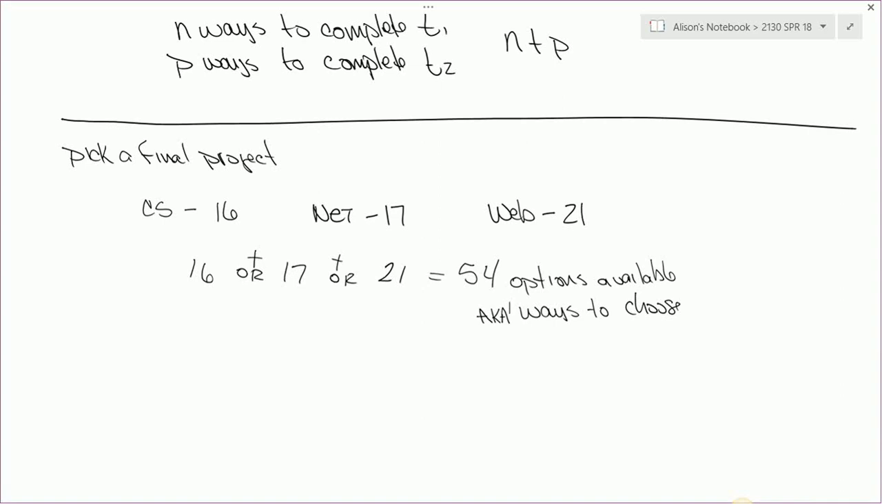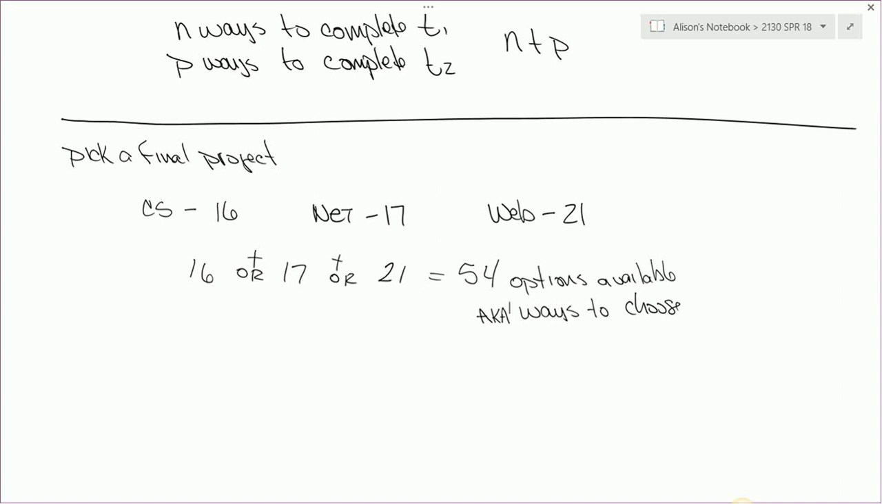So how do I decide if I should use the product rule or the sum rule? Think of the logical OR and the logical AND. When I state the problem, I can pick a final project from CS or from NET or from web. When I hear that logical OR, I think sum rule. Compared to the license plate example that we used before, a license plate must have 6 characters.